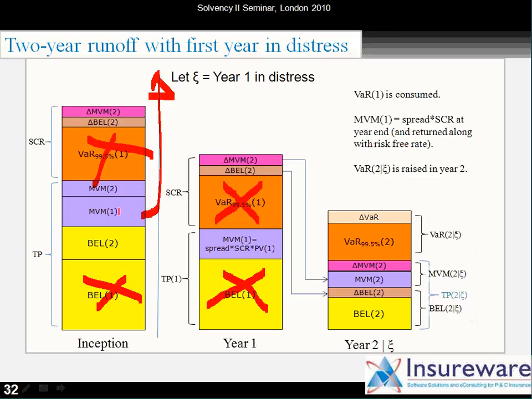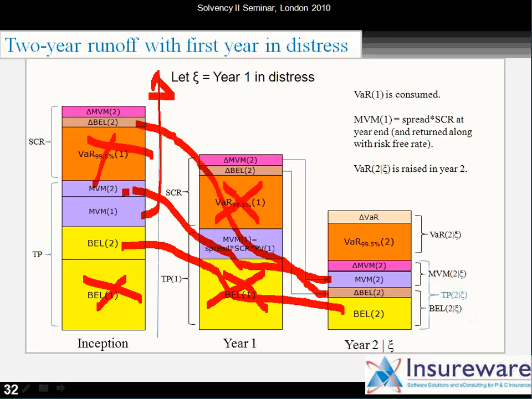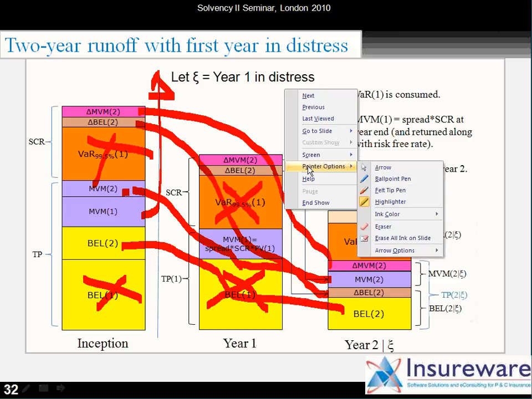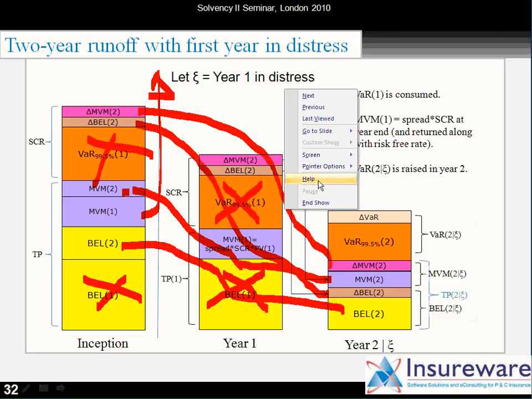We take the MVM2, so we take the Bell 2 and put it there. We take the MVM2 and assign it here to the second year. We take the delta Bell 2 and put it there, and we take the delta MVM2 and assign it there. Okay, so let's look at our balance sheet at the beginning of the second year now.